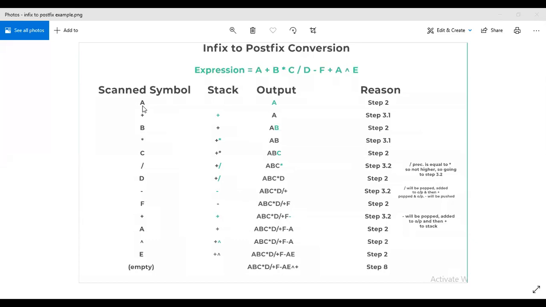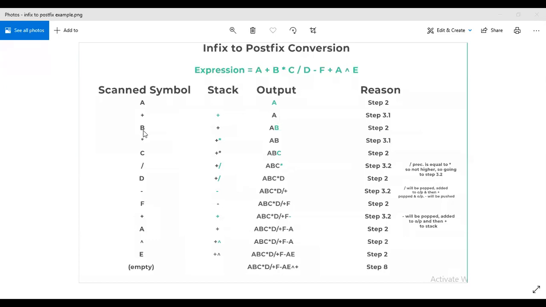First, I start scanning the expression from left to right. The first element on the left of that expression is A. This is an operand, not an operator. Operator means plus, star, slash. These are the operators. So first one is operand A. Since it is an operand, I will just print it as output. Next element is plus. Whenever an operator is encountered, I will push it onto the stack, because the stack is empty, nothing is there. So I push it onto the stack, and the output is A.